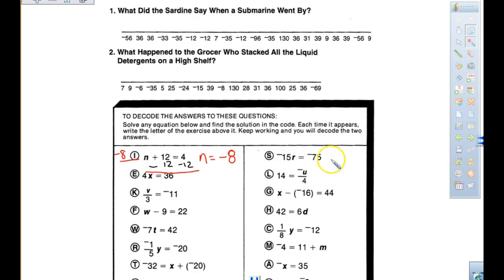Please go across to this next one where it's letter S. If I'm looking at letter S, my operation that was happening was multiplication. What is the inverse of multiplying both sides by negative 15? Divide. So I'm going to divide both sides by negative 15. If you need to use your calculator, you can. R is equal to, well, when we take negative 75 divided by negative 15, we should have, we'll check.